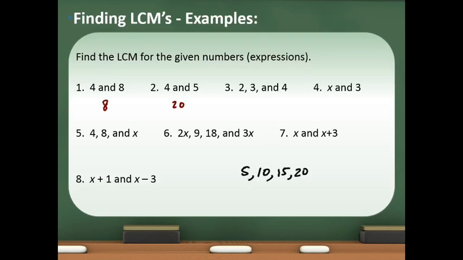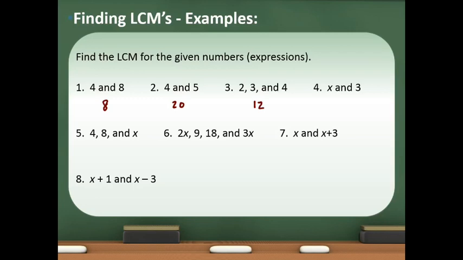All right, so let's look at number 3. This time we're looking at 4, the biggest number there, and 4 is not divisible by 3, so we've got to keep going. 8 is divisible by 2, but not by 3. But 12 does work. 12 is divisible by 2 and 3. That's going to be our LCM.